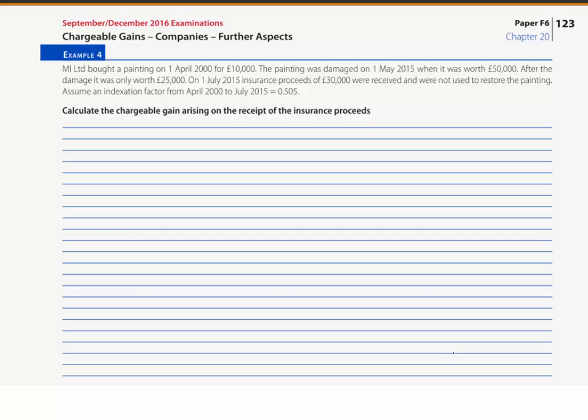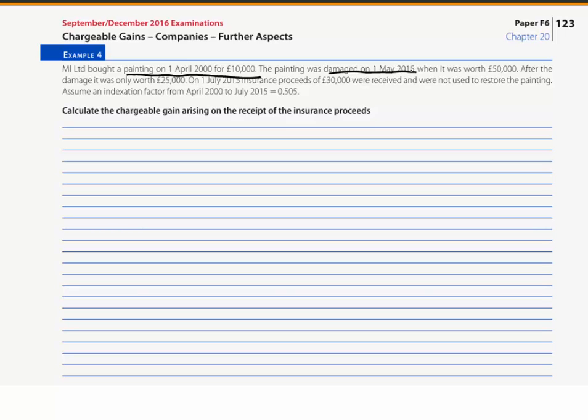Again, of course, in these notes we say this is the scenario, this is an example. The difficulty for us always in the exam room is recognizing, when we read a question without a formal introduction telling us what it's all about, to determine what it is all about. So we're told M Limited bought a painting on the 1st of April 2000, cost £10,000. The painting was damaged on the 1st of May 15. So here we can now see we're dealing with a company where an asset that it owns, which happens to be a painting, was damaged. So we know what the issue is, damaged asset.